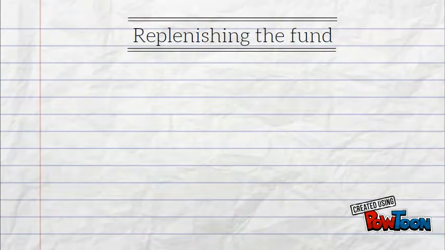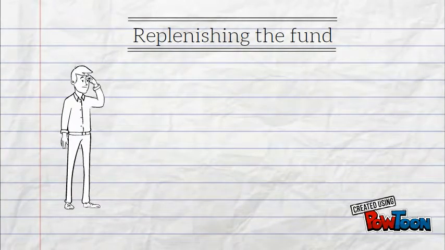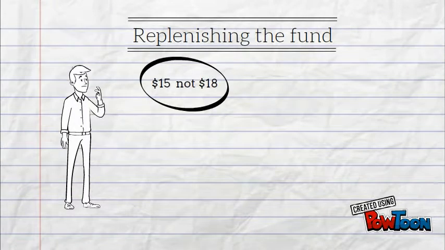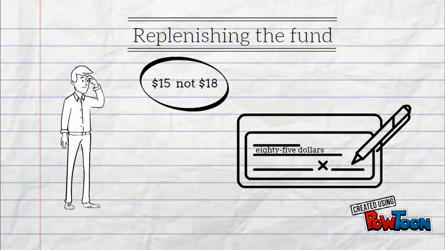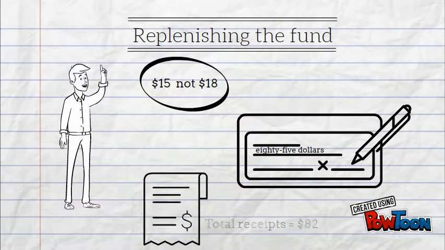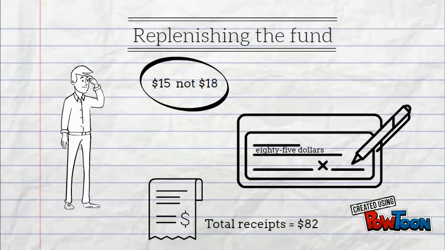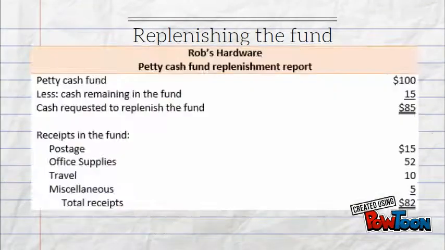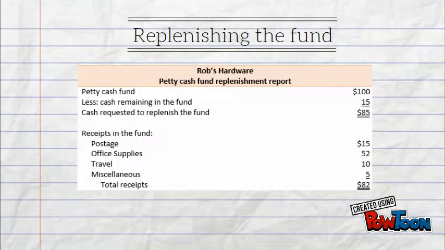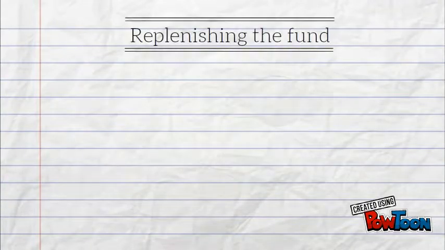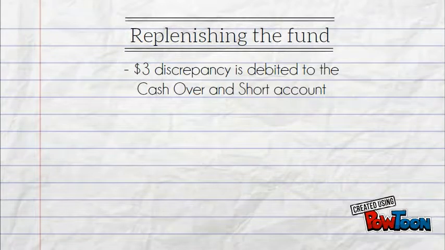For example, Rob miscounts the remaining cash and records it as $15 instead of $18. Here, a check of $85 is needed to replenish the fund, but the total receipts only add up to $82. This can be seen in the replenishment report. This $3 discrepancy is then debited to the cash over and short account when posted to the journal.